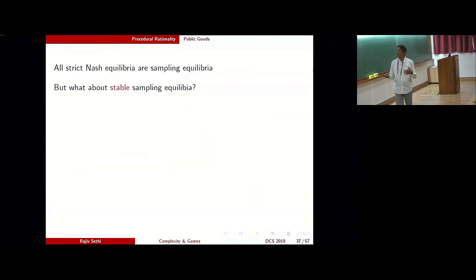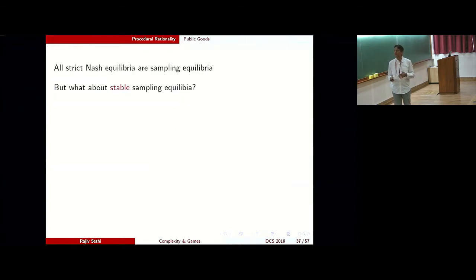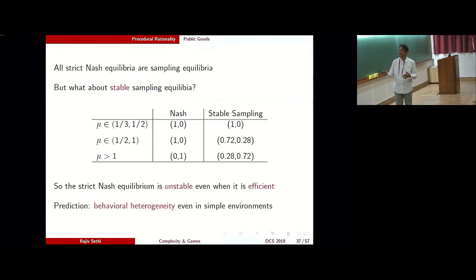If mu is bigger than 1, look at the payoffs over here. Even if nobody else is contributing, I get more if I contribute. Same here. If mu is bigger than 1, same here. It's always better for me to contribute than not contribute. And Nash equilibrium then becomes full contribution. And Nash equilibrium in this case is efficient.